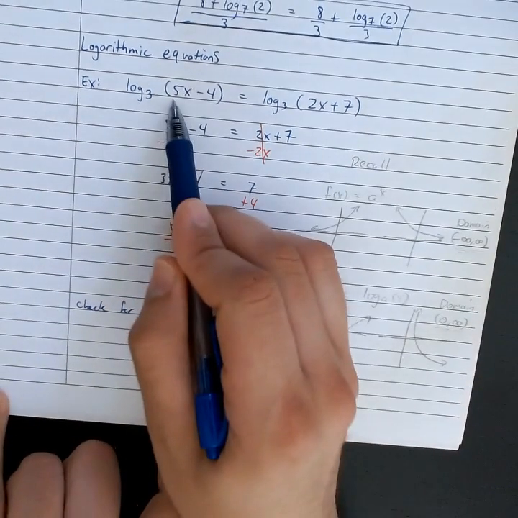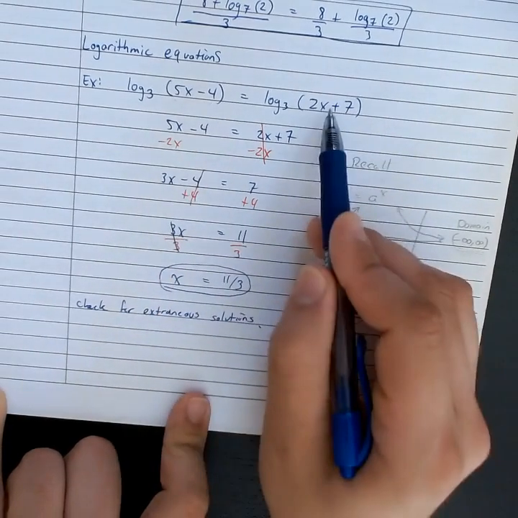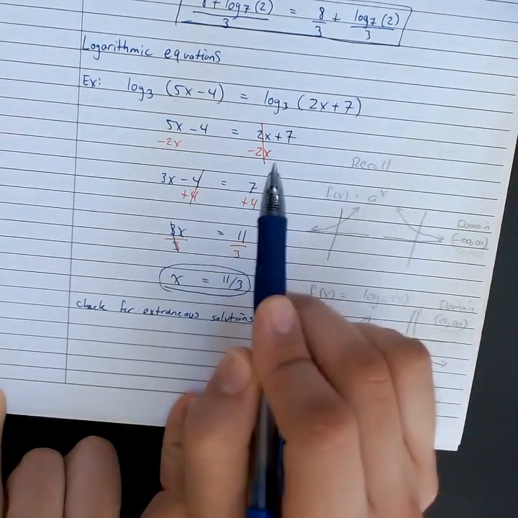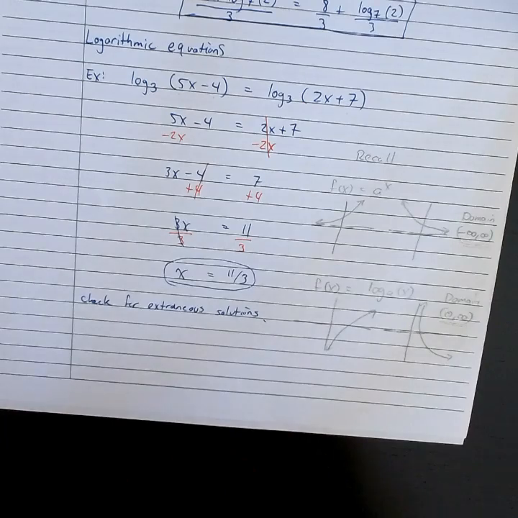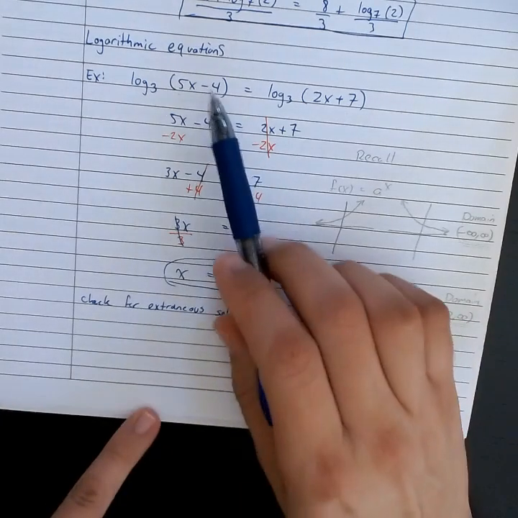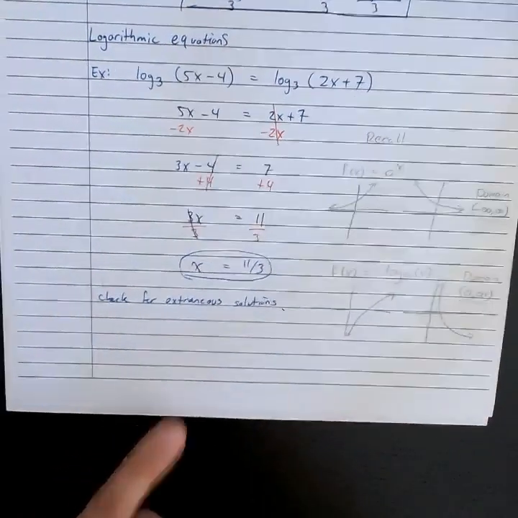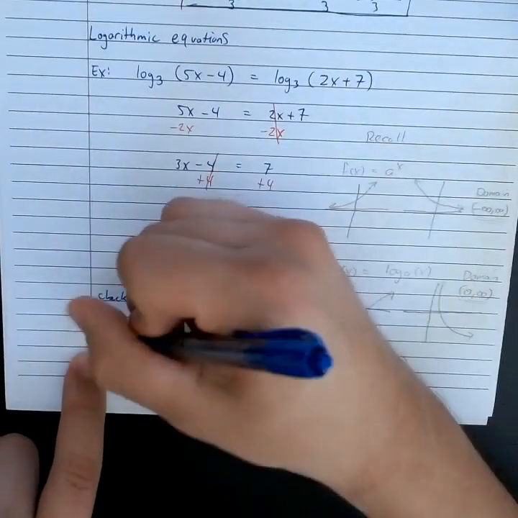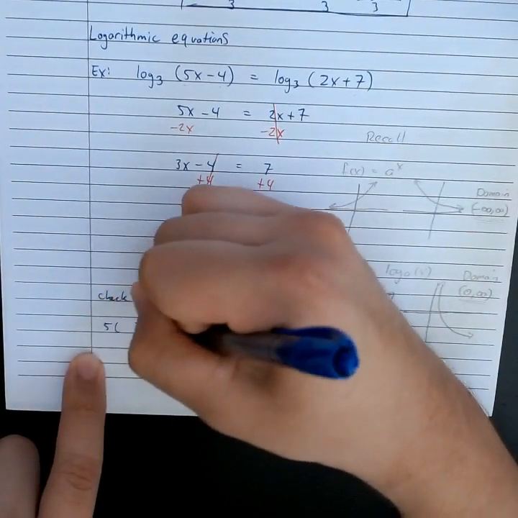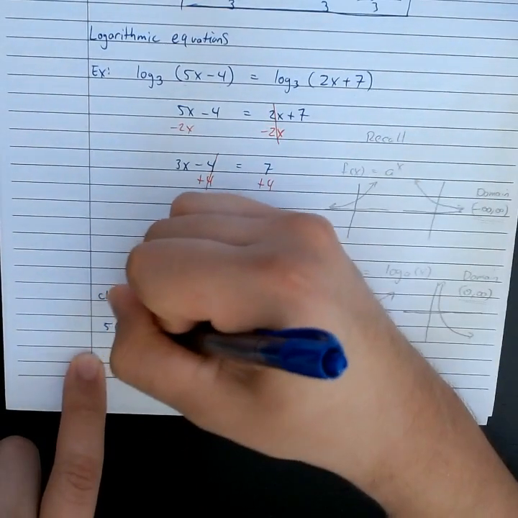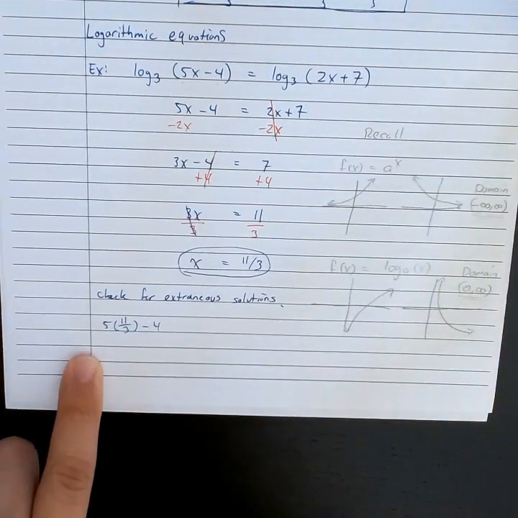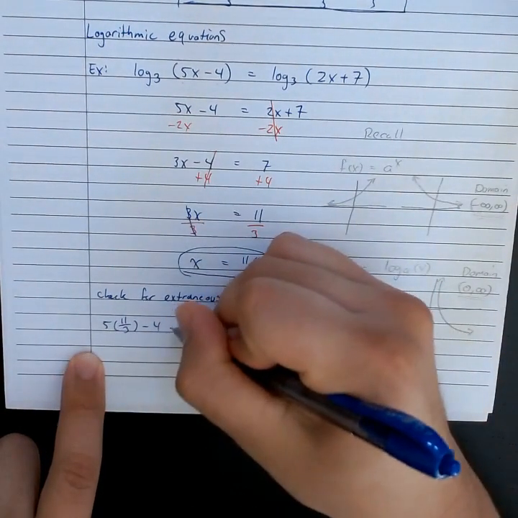So here, well, that's what's inside my logarithm. And that's also inside my logarithm. So I don't have to check all of the arithmetic. All I have to do is make sure that these two are positive when I plug in this number. So here, if I take 5x minus 4 and I plug in 11 thirds, 5 times 11 thirds is 55 thirds.